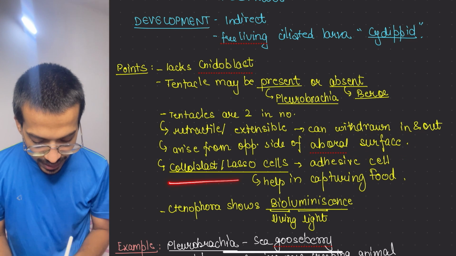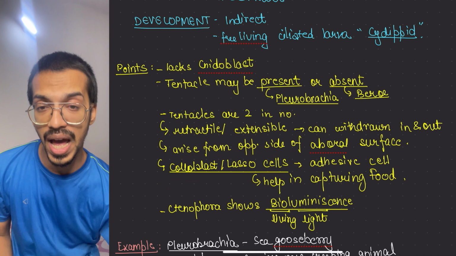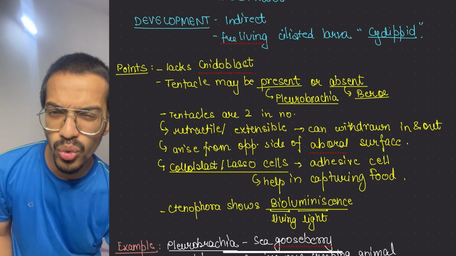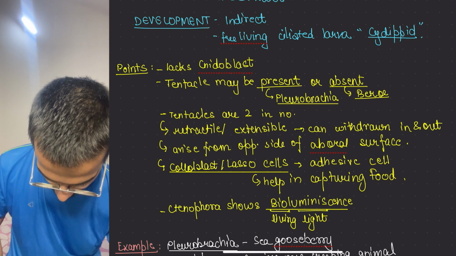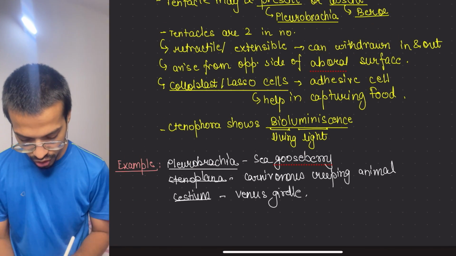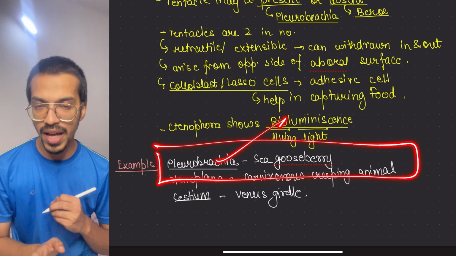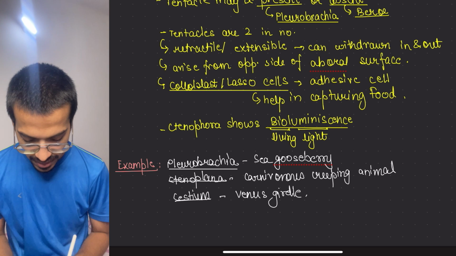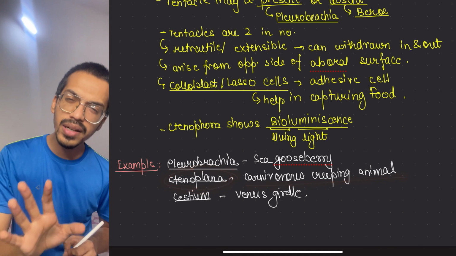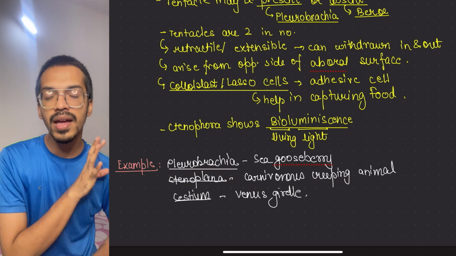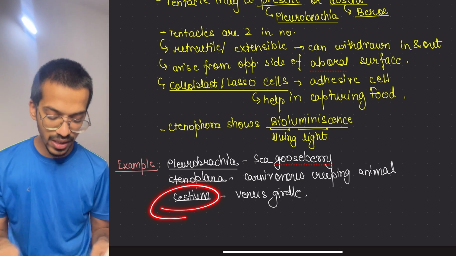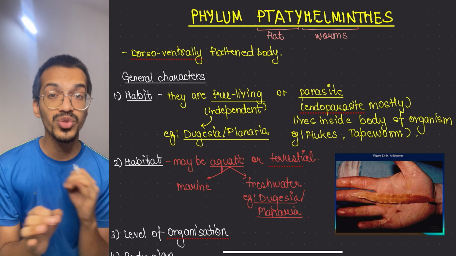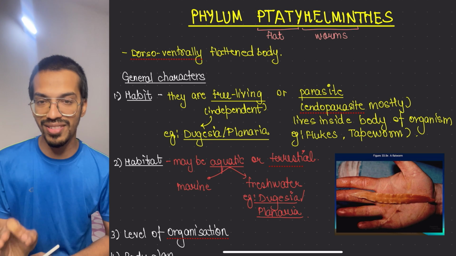Then it has lasso cells or the colloblast cells, which are adhesive in nature and help in capturing the food material. The examples you have to remember are these two. Pleurobrachia, which is known as sea gooseberry, whereas Ctenoplana is a carnivorous creeping animal. Another example, if you want, is Cestum, also called Venus girdle. With this, the phylum Ctenophora is over, the easiest of any phylum.